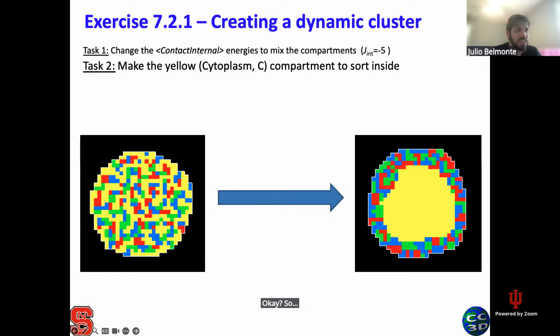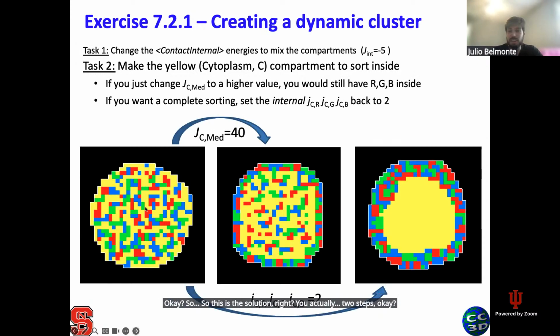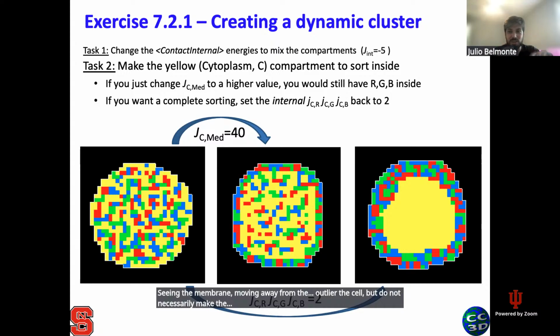So this is the solution, right? You actually need two steps. The first thing that you may think is, if I want the medium to avoid the outside, I just increase the external contact energy of the C and the medium to a very high value, 40 or 50. But that's not enough. You're just going to prevent the yellow from seeing the membrane, moving away from the outer layer of the cell, but you're not necessarily making it sort from the other compartments, right?